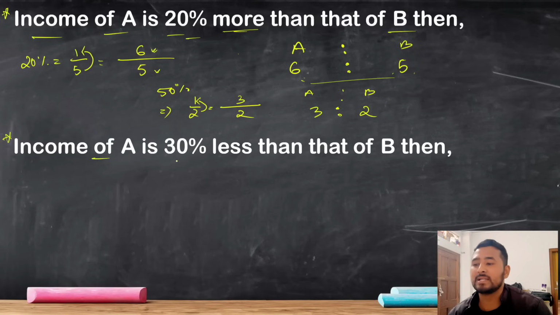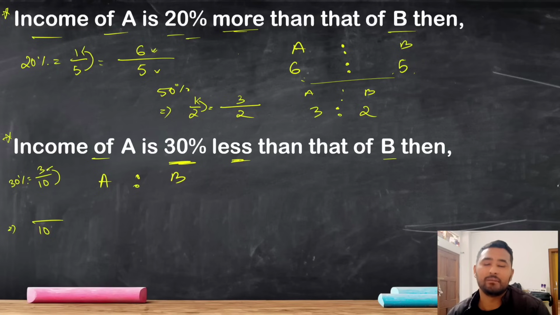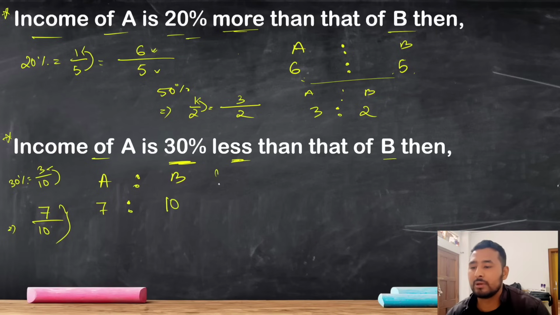If income of A is 30% less, now we're talking about less than that of B. We have A and B. Now you know the fraction value of 30% is how much? 3 by 10, right? If you don't know, just review the chart once again. So 3 by 10. Now we're talking about less. So what you will do? 10 will remain the same in the denominator. You will subtract 10 minus 3. You will get 7. So now A is less, so the lesser number will come first: 7, that is 7 is less than 10. 10, this one. Let's take one more example.